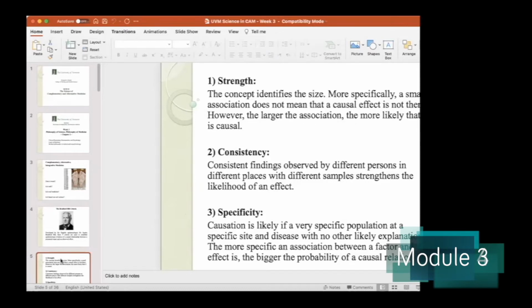Beginning with the first one, this concept identifies the size. And by the size, we mean the statistical size and the laboratory size, the size of your group, of your subjects. More specifically, a small association does not mean that a causal effect is not there. However, the larger the association, the more likely that it is causal.